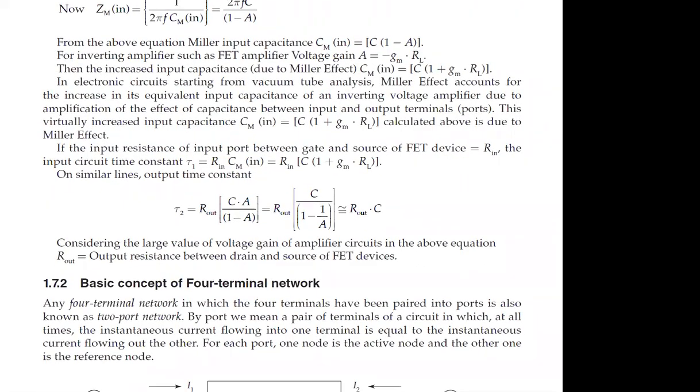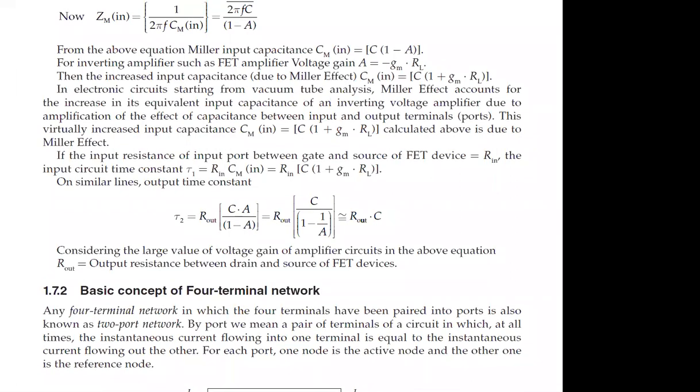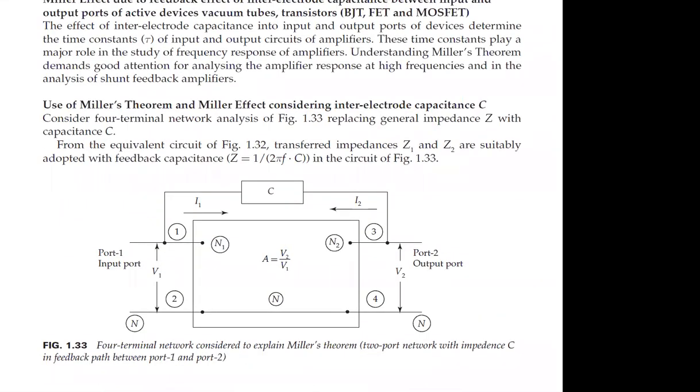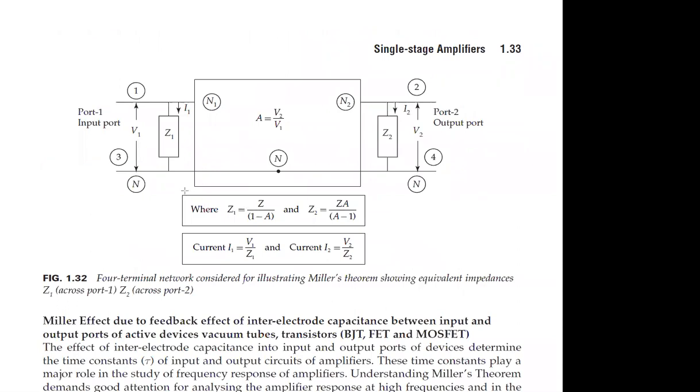Now if you have a doubt, this concept we are going to apply whenever it is required. In the analysis part, wherever needed, I am using this Miller impedance concept, that is the input function and output function with respect to the feedback. When there is feedback impedance and we need to divide it into input and output, I am going to use these two relations: Z1 equals Z by 1 minus A, Z2 equals Z into A by A minus 1.